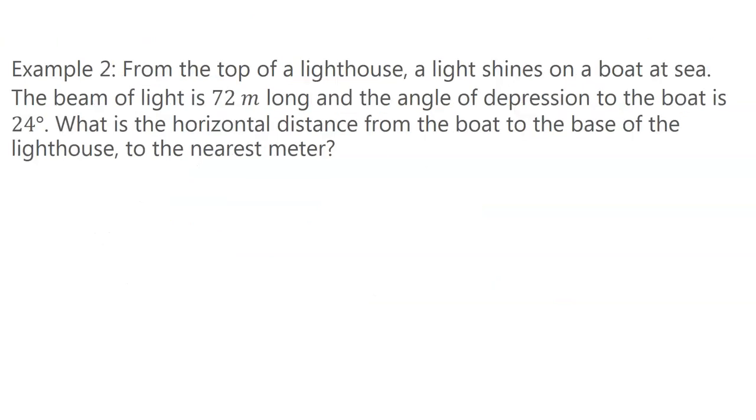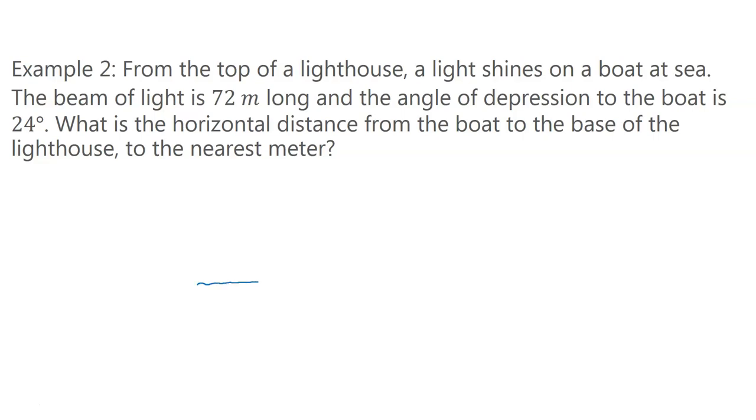Now for example 2, from the top of a lighthouse, a light shines on a boat at sea. The beam of light is 72 meters long and the angle of depression to the boat is 24 degrees. What is the horizontal distance from the boat to the base of the lighthouse to the nearest meter?